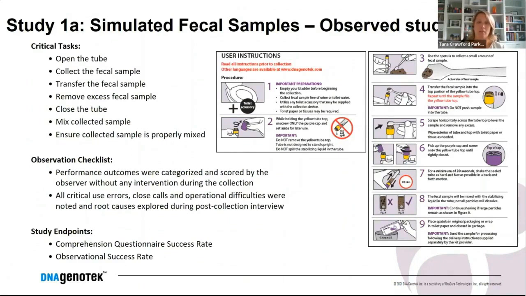In this study, the observer noted any incorrect actions or difficulties experienced by the user during the collection, with all critical use errors, close calls, and operational difficulties noted, and root causes were explored during the post-collection interviews. Endpoints that we evaluated from this study included the comprehension questionnaire success rate, as well as the success rate of the observed critical tasks, data which I will highlight in combination with Study 1B results in a few slides.